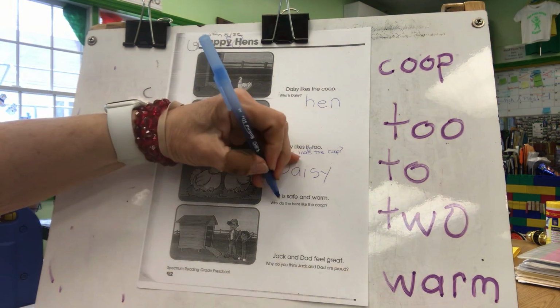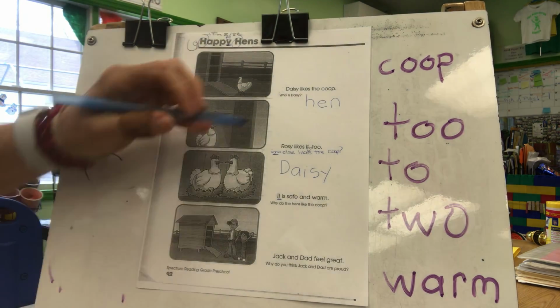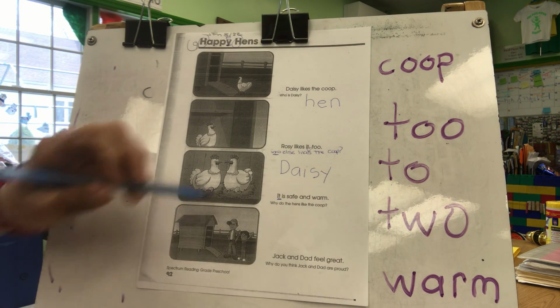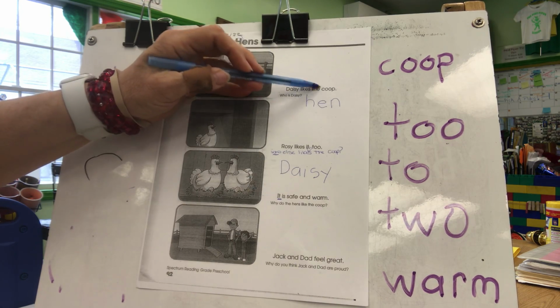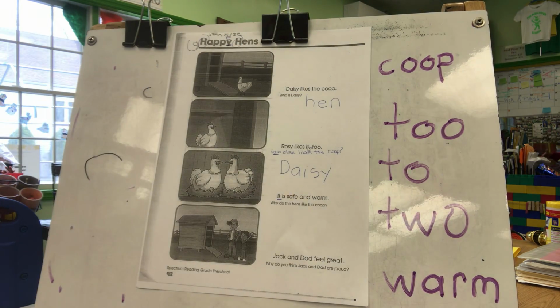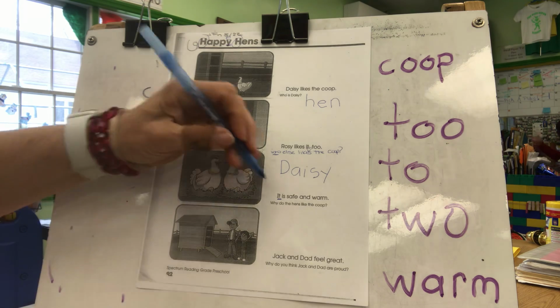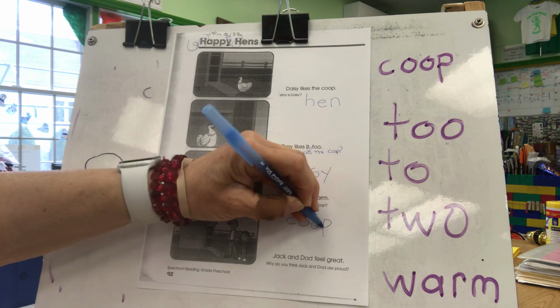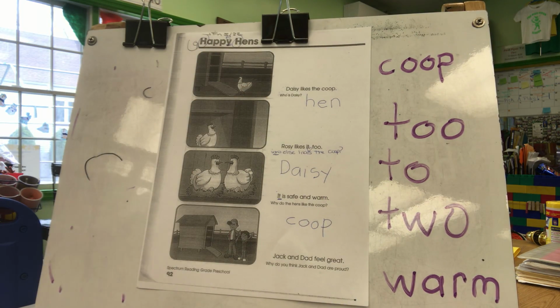It, that's our pronoun. What is it referring to? Is it referring to the chickens or the hens? I don't think so. Is it referring to the coop? There it is in sentence number 1. The coop. It is referring to the coop. Put the word coop there. The coop is safe and warm.